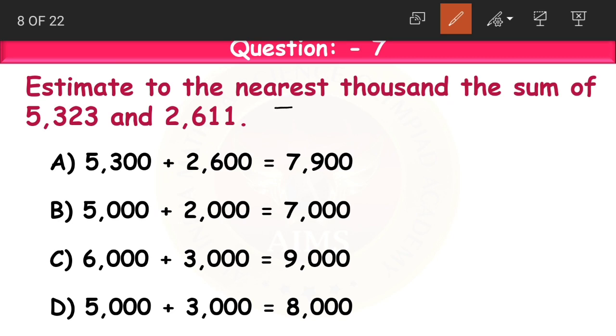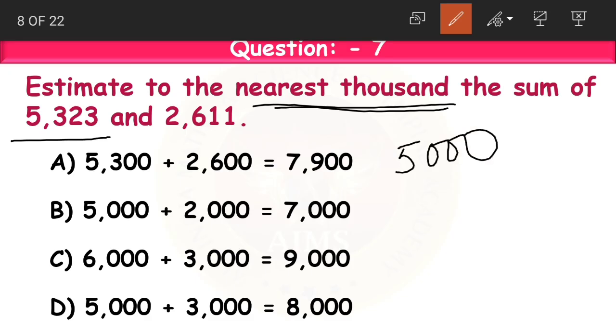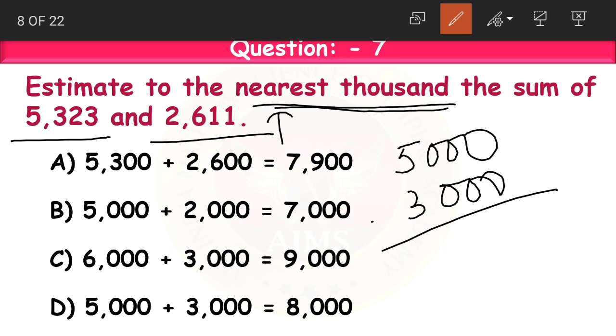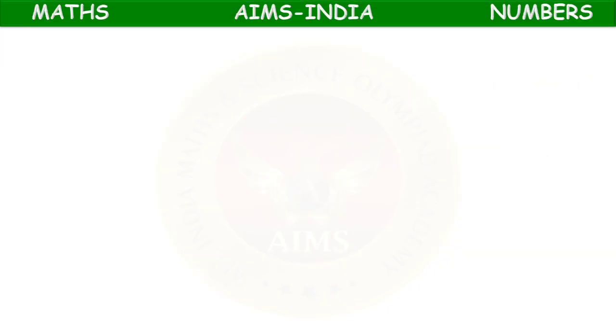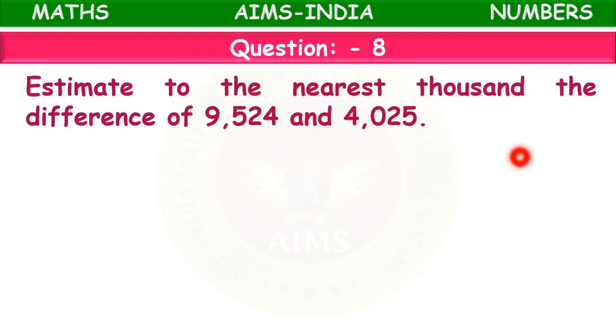What are they asking? They are asking us to estimate to the nearest thousands. Now 5,323 becomes 5,000 and 2,611 rounded up becomes 3,000. Yes students? Now when we add these two, the answer we get is 8,000. Now among the given options, which reads the same as this? Option D. 5,000 plus 3,000 is equal to 8,000. Yes students? I hope this was clear. Moving on to question number 8.